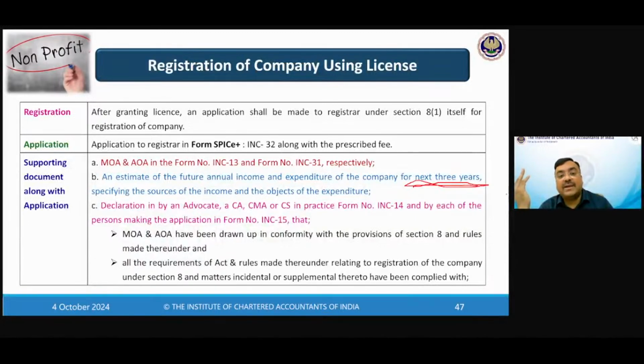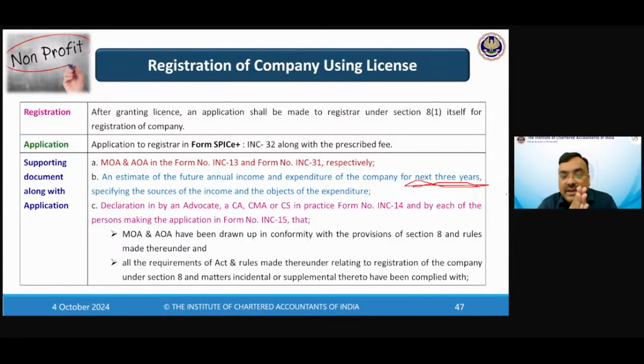Declaration, same thing by an advocate, CA, CMA, any cost accountant, or company secretary in practice in form number INC 14, by each of the persons making the application, and by each person making the application in form number INC 15, declaring that the MOA and AOA have been drawn up in conformity with the provisions of section 8 and the rules made thereunder, and all the requirements of the act and rules relating to the registration of a company under section 8 and matters incidental and supplemental thereto have been completed.